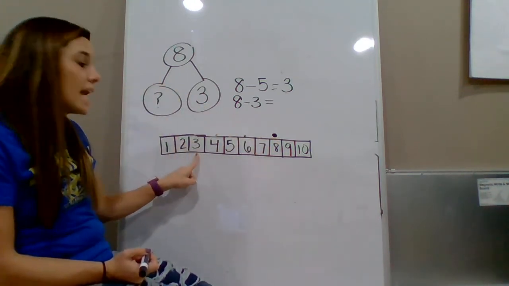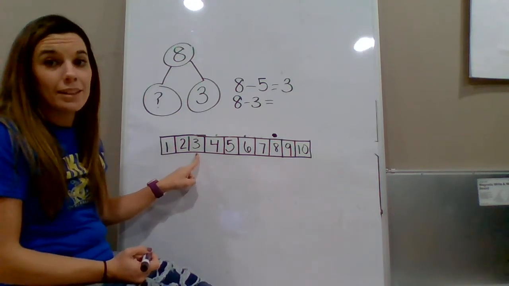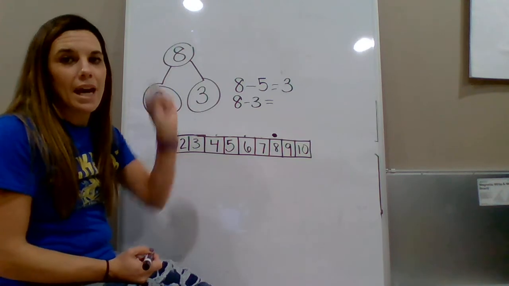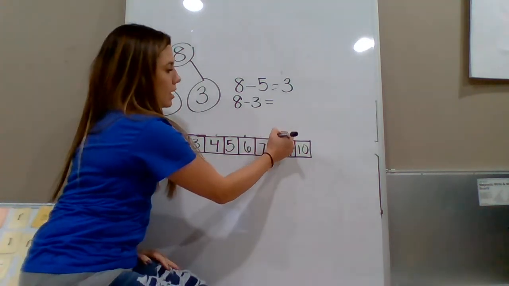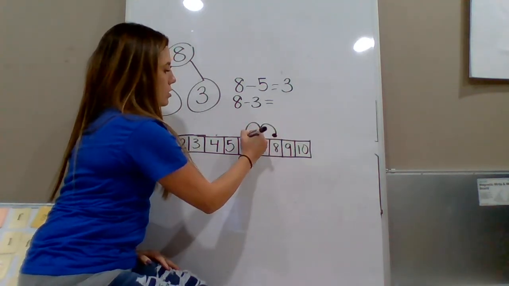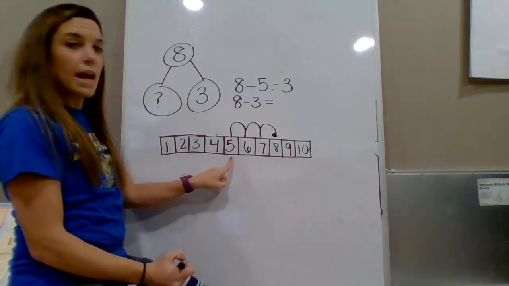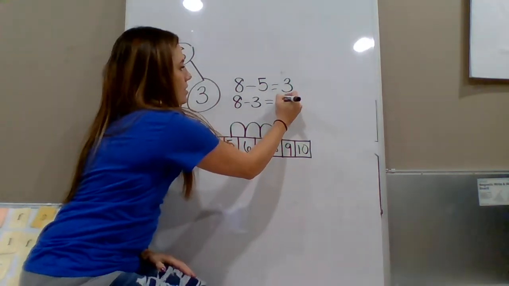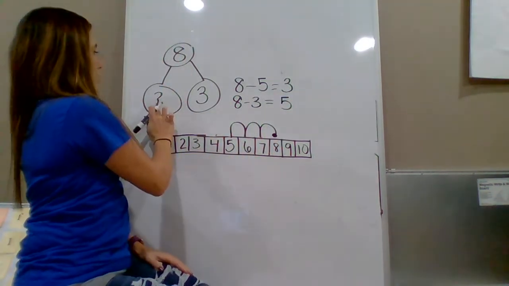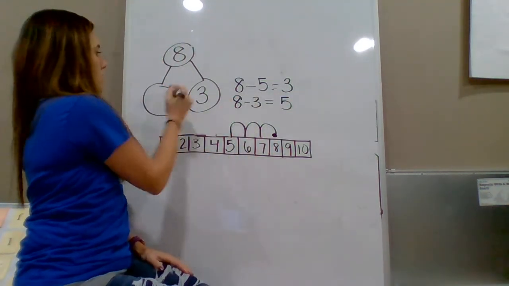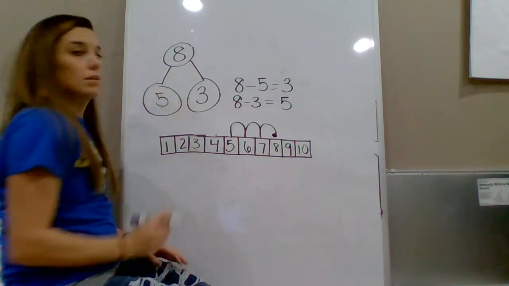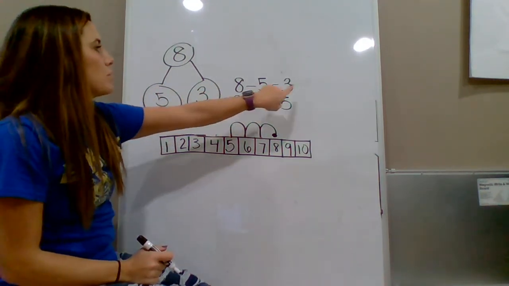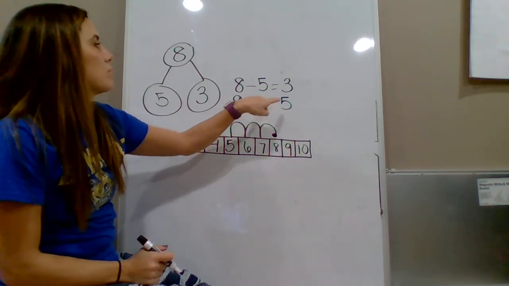I'm not going to end on the 3. I'm going to only do 3 bunny hops. Count with me. Here we go. 1, 2, 3. What number did I end on? 5. And that is our answer. And look at how that works. Do you see that? 8 minus 5 equals 3. 8 minus 3 equals 5.